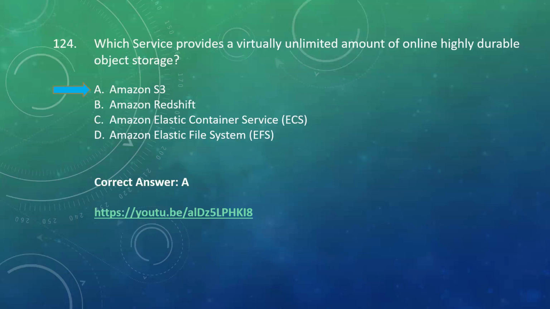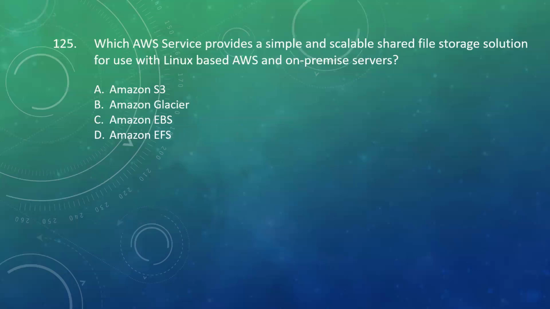Let's now look at another variation of this question. Which AWS service provides a simple and scalable shared file storage solution for use with Linux-based AWS and on-premise servers? Your options are Amazon S3, Amazon Glacier, Amazon EBS, Amazon EFS. You should already know the correct answer based on the previous explanation, so I'll head directly to the solution. The right answer is option D, Amazon EFS.